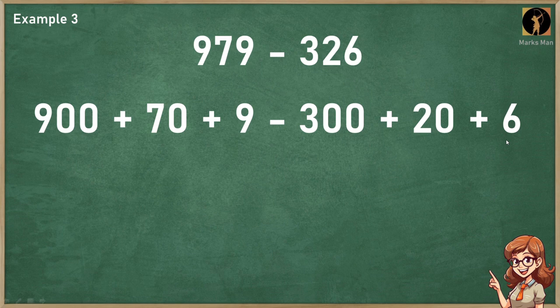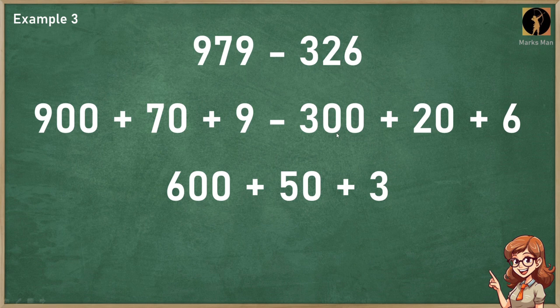Next, you need to subtract the numbers with the same number of digits again. 900 minus 300, that is 600, and 70 minus 20, that is 50, and 9 minus 6, that is 3. So, 600 plus 50 plus 3, we know that is 653. That means 979 minus 326 is equal to 653. You can check that with your calculator if that is correct.